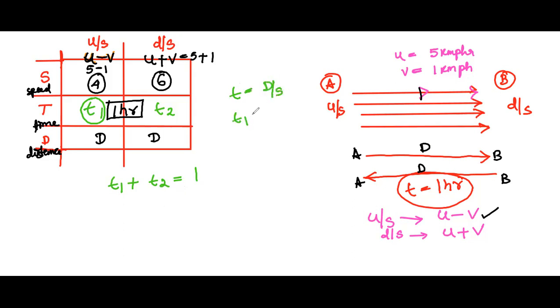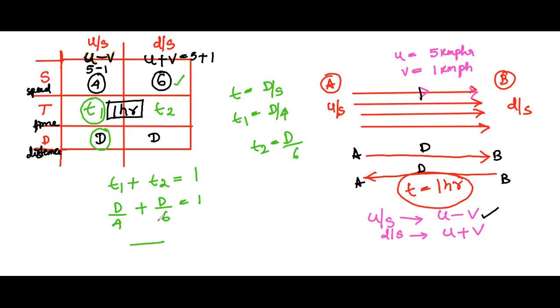Therefore the time T1 is equal to, you can see here, D by 4. This is the distance, and the speed is 4, so it becomes D by 4. Similarly, if you take T2, what will be T2? T2 is equal to distance, which is D, divided by speed, which is 6. So we can build the equation that D by 4 plus D by 6 is equal to 1.